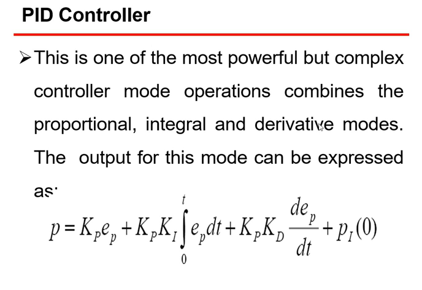So again, in terms of mathematics, this is one of the most powerful but complex controller mode operations, which combines the proportional, integral and derivative modes as discussed earlier, and the output of this mode can be expressed as a combination of three equations. P is equal to Kp Ep for proportional, plus Kp into Ki into integration of Ep dt for the integral part, plus Kp into Kd into dEp divided by dt, plus some offset value, like PI0 or P out.